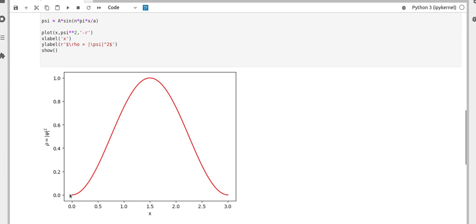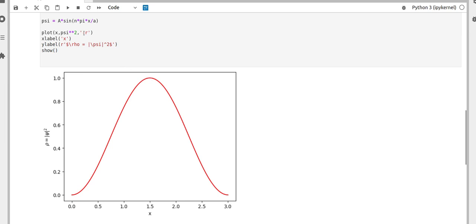If you look at this graph, at x equals 0, the density is 0. It means the particle cannot be found at x equals 0. And at x equals 3, the particle can also not be found there because the probability of finding the particle there is 0. But at x equals 1.5, the probability density is 1.0. So the highest probability of finding the particle anywhere is at x equals 1.5. So the probability density at 1.5 is 1, which is the amplitude.